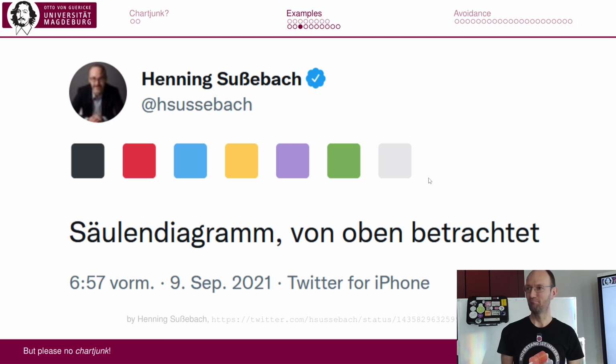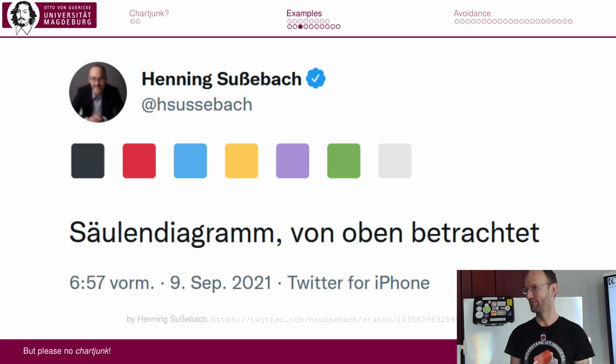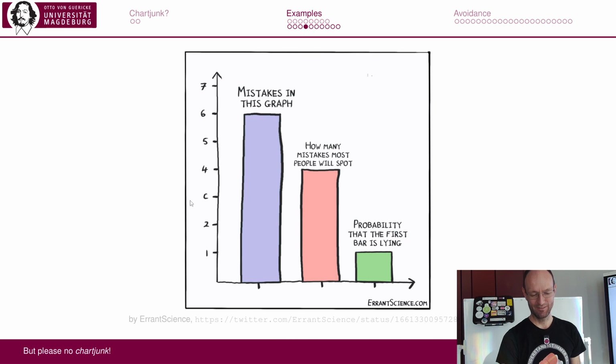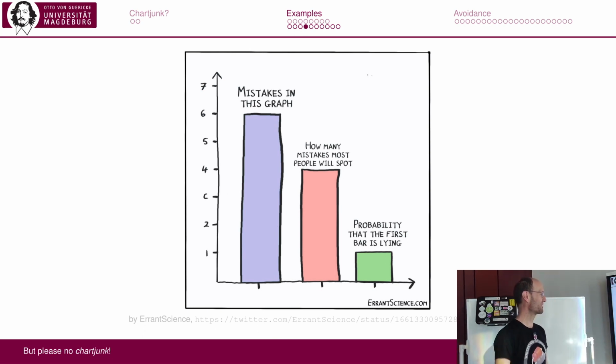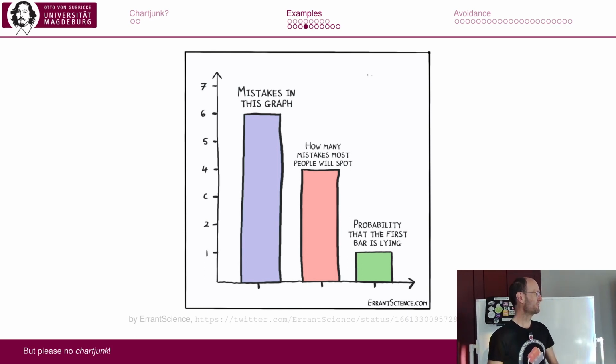By the way, this means a bar chart looked at from above, right? Always a bad idea. So this is also something similar. Gives me the chance to drink something. Mistakes in this graph, how many mistakes most people will spot, and probability that the first bar is lying. By the way, this is also a very nice website, Iran Science, if you like such science jokes and data visualization jokes. I strongly recommend to take a look at this website.